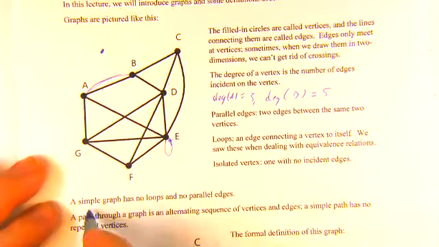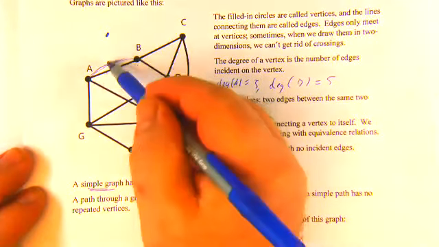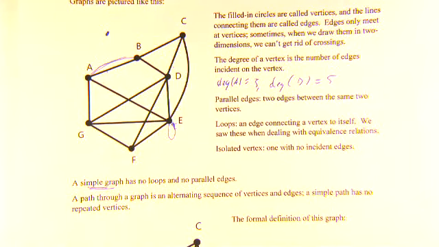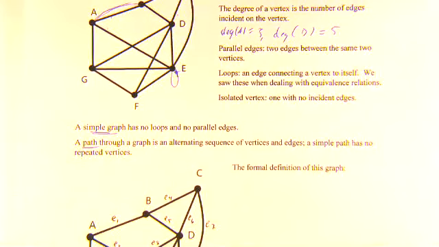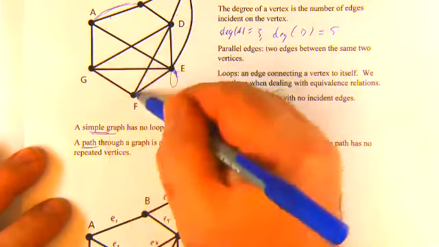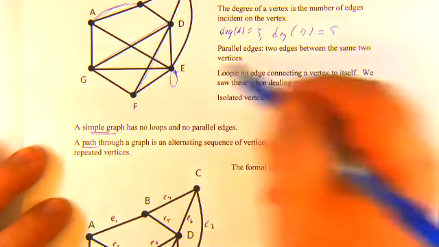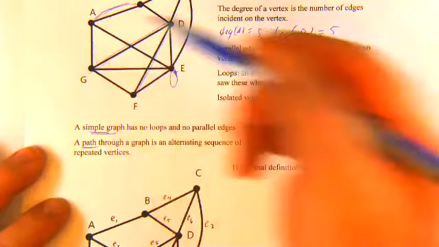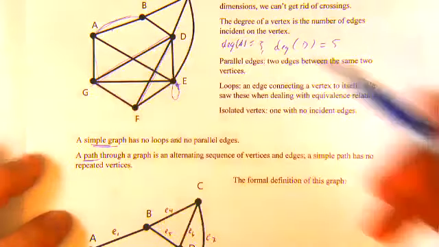A simple graph, which is most of the graphs that we're going to be dealing with, has no loops, nothing like this, and no parallel edges, nothing like that. Okay, so a path for a graph is an alternating sequence of vertices and edges. A simple path has no repeated vertices. So if we did a path from G to F, right? G, D, F, that's a path. We could go G, D, F, G, A, that's another path. A simple path doesn't repeat any vertices.